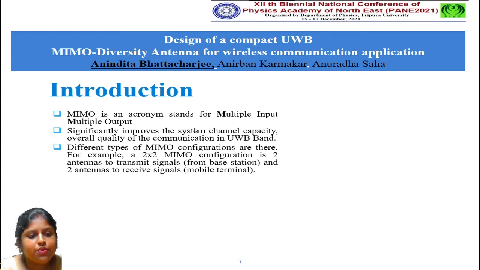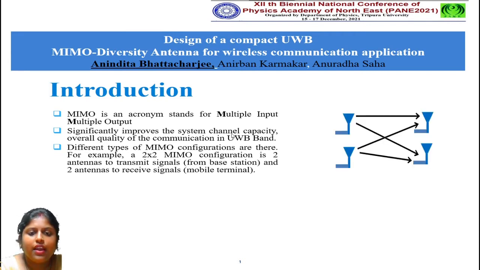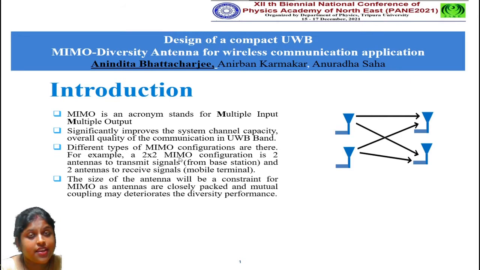There are different types of MIMO configurations available. Here, a 2 by 2 MIMO antenna is given. In this figure, two antennas are connected on the transmitting side to transmit the signal from the base station, and two antennas are connected on the receiving side to receive the signals. But while designing a MIMO system, one main problem is the mutual coupling problem, because in a MIMO system, antennas are closely packed. That's why there is a possibility of mutual coupling, and this mutual coupling problem deteriorates the performance of the system.